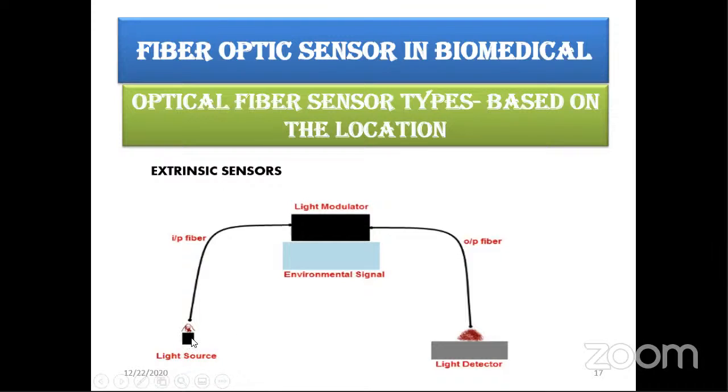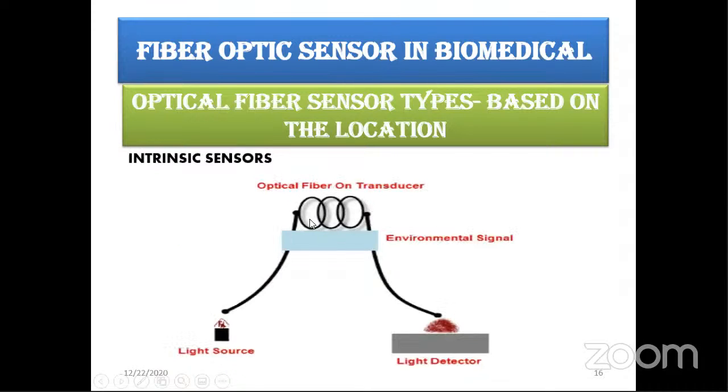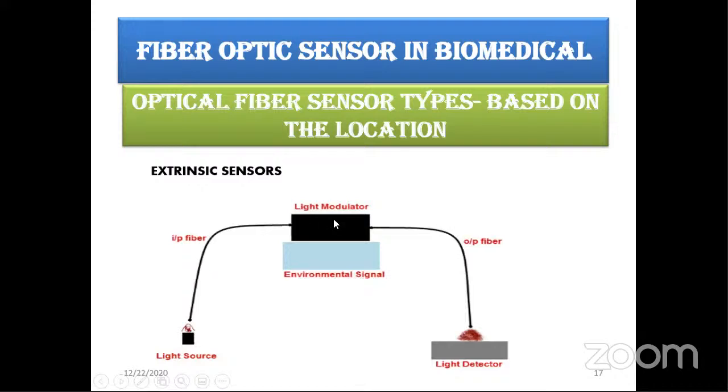Here, as usual, there will be a light source for transmitting the light, and there will be a light detector to detect that light. Here, there will be a sensor that is placed outside the cable. It is called a black box. In the case of intrinsic, the sensor is placed inside the cable, but here it is placed outside the cable. That is, this transducer or sensor is external to the cable. That's why it is called an extrinsic sensor.